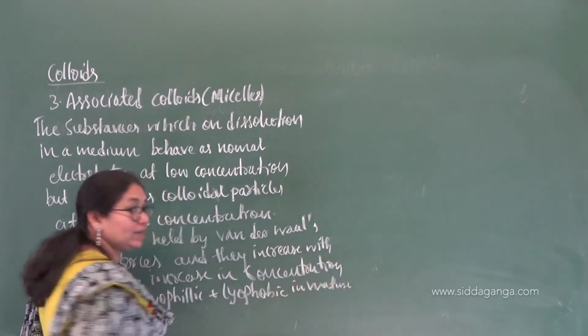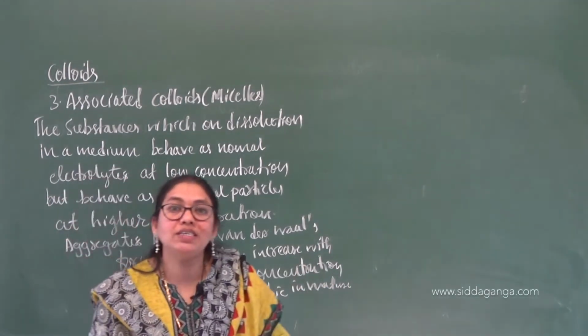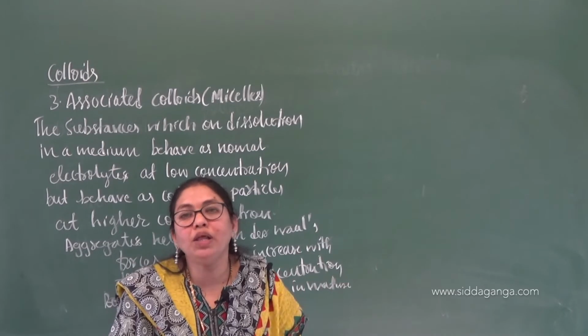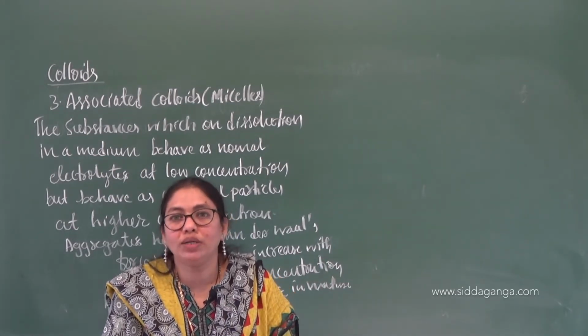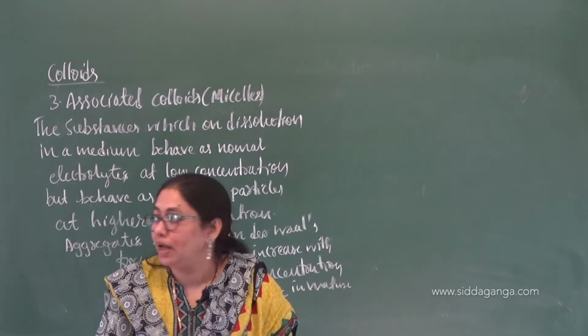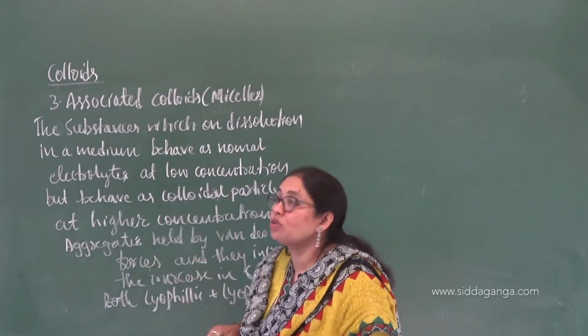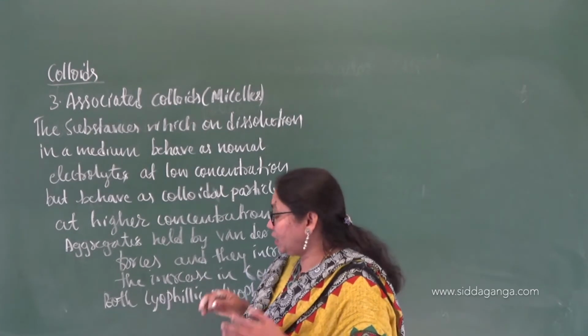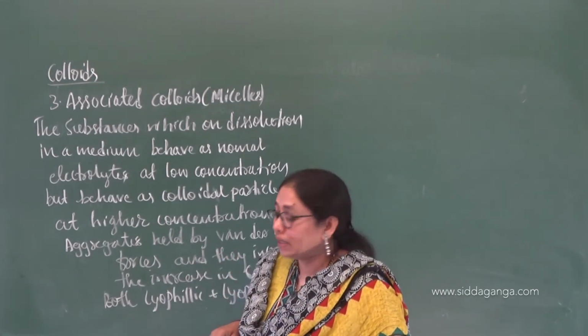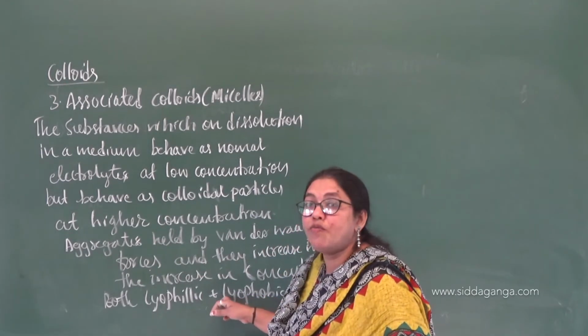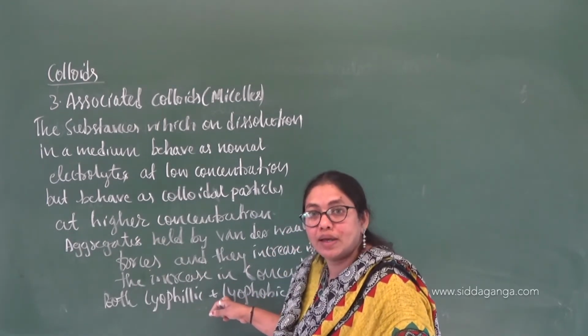So I discussed this one. The first two categories: multimolecular colloids are lyophobic, and macromolecular colloids are lyophilic in nature. And the third category, associated colloids, you just have to compare. I am giving the differences also, right? They have both lyophilic as well as lyophobic nature.